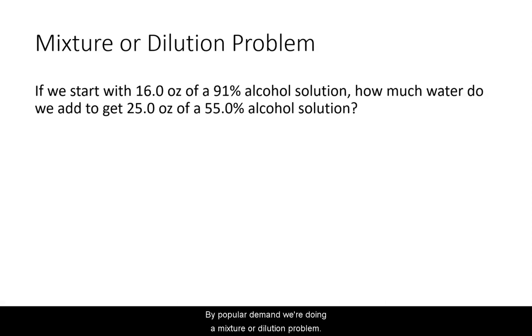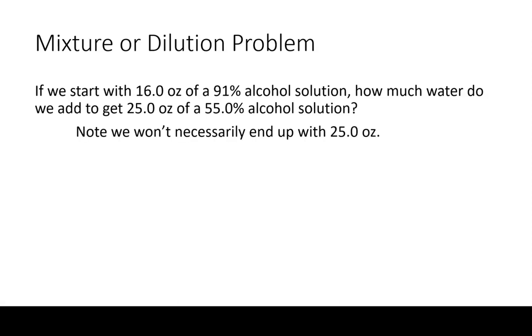By popular demand, we're doing a mixture or dilution problem. If we start with 16.0 ounces of a 91% alcohol solution, how much water do we add to get 25.0 ounces of a 55% alcohol solution?